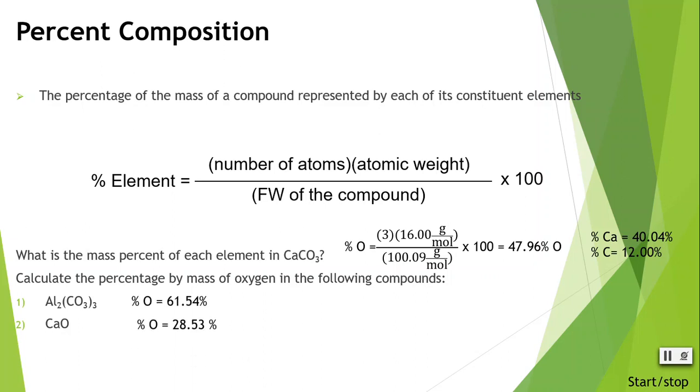I would also recommend you do these two problems on your own, calculating the percent by mass of oxygen in the following compounds. Be careful with this one. When you do it for oxygen for this compound, the number of oxygen atoms in aluminum carbonate is 3 times 3, or 9. So you can check yourself by using this equation up here to calculate the mass percent of oxygen in those compounds in these two problems.